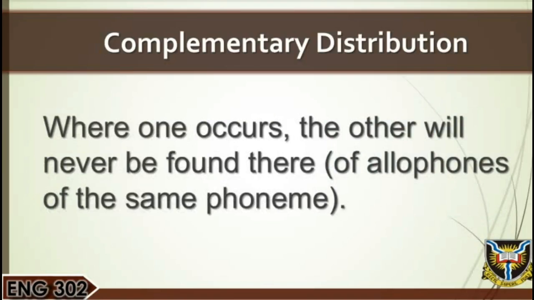Let us use the aspiration rule in English as an example. Where unaspirated [P] is found, the aspirated [Ph] will not be found. They are then said to be in complementary distribution. P, Ph. Syllable initial: P no, Ph yes. Following S: P yes, Ph no. Syllable final: P yes, Ph no.